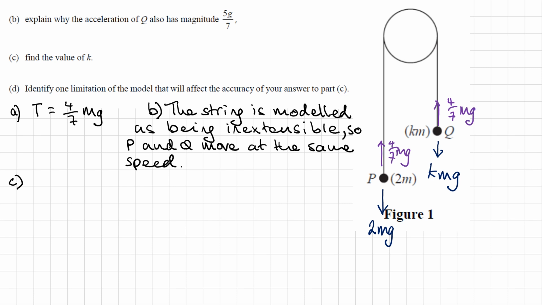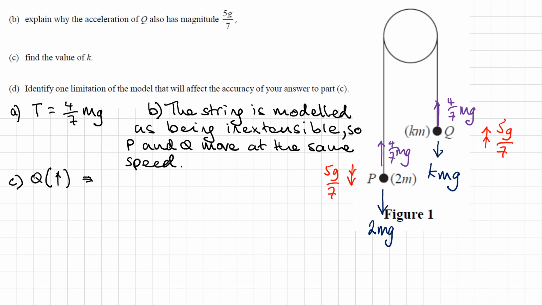And I'll put on the acceleration. So for P it's 5/7 g, and also for Q it's 5/7 g. Now I can find k by writing an equation of motion for Q, because the only unknown in that equation is going to be k. So an equation of motion for Q, I'm taking upwards as positive since it's moving in that direction.